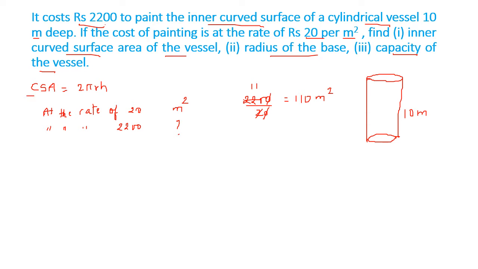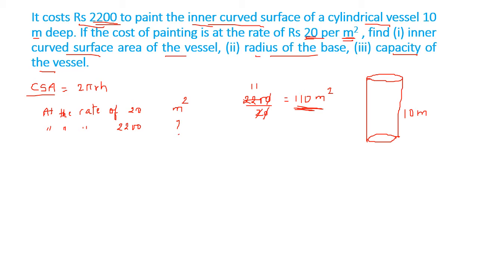So the CSA of the vessel is 110 meter square. How did we find that? Because we are painting the inner curved surface area. Now the cost of painting is 20 rupees per meter square. So for the cost of 2200, how much can you paint? 110 meter square is the CSA.